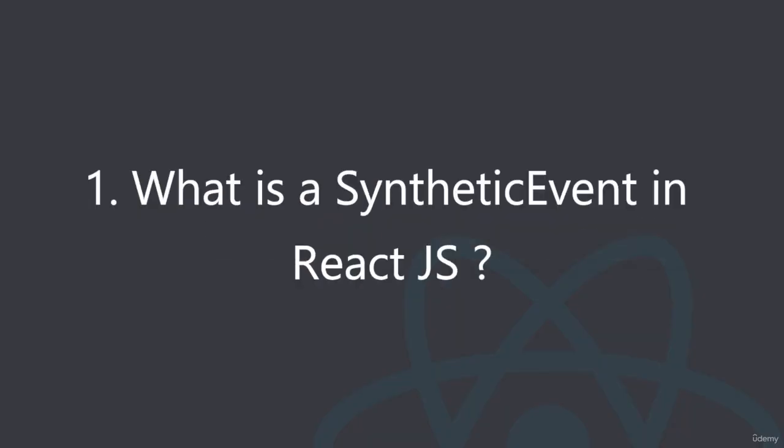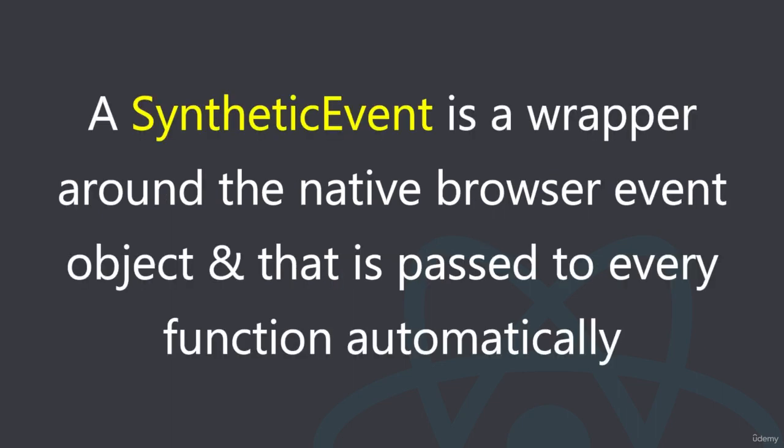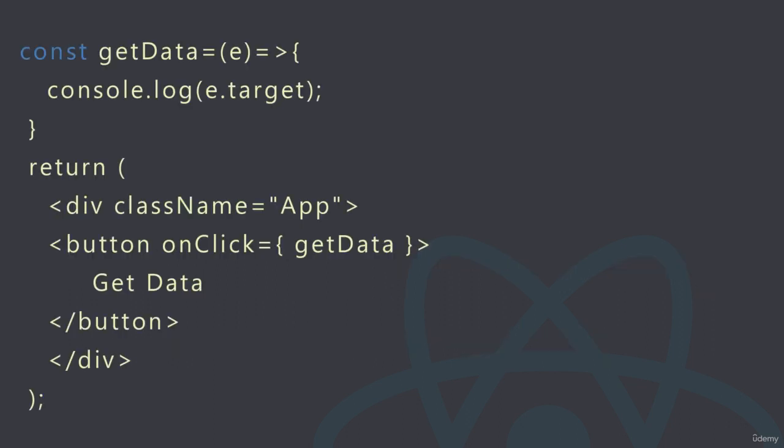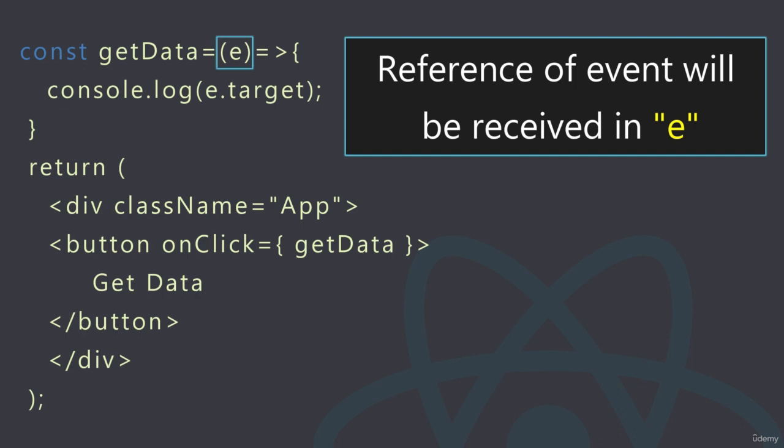The first question is, what is a synthetic event in React.js? So a synthetic event, as we see, is a wrapper around the native browser event object, and that is passed to every function automatically. Remember, you do not need to pass this object. It is automatically received when, let's say, you have this onClick function, and when it is called, the reference of event will be received inside this E. And also you name it whatever you want to, but it will remain the synthetic event only.